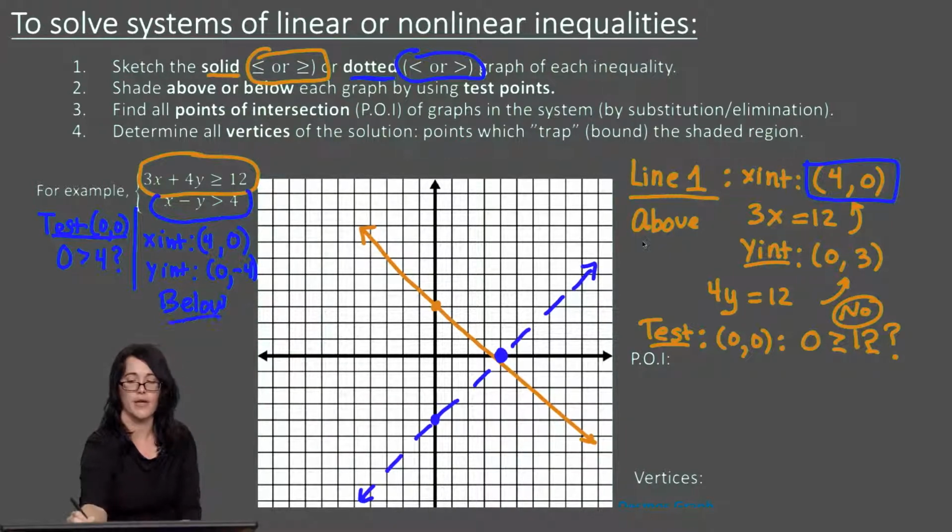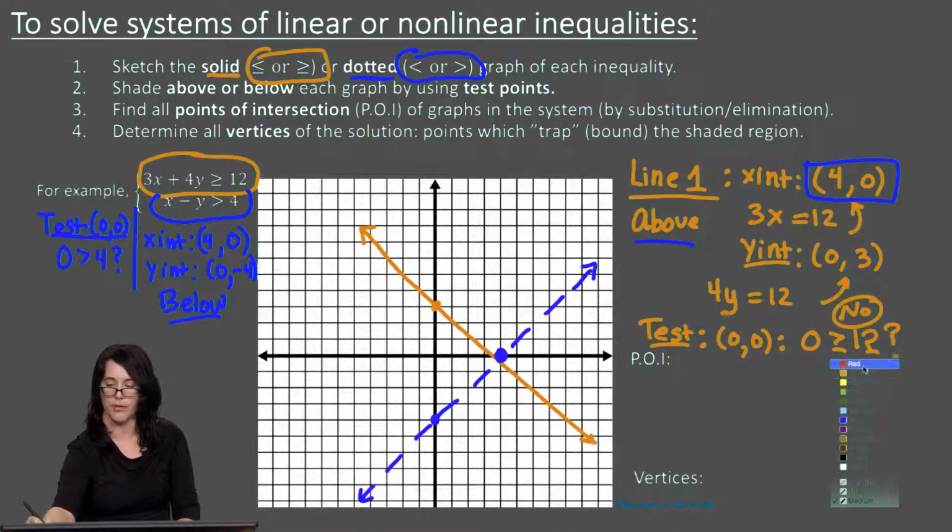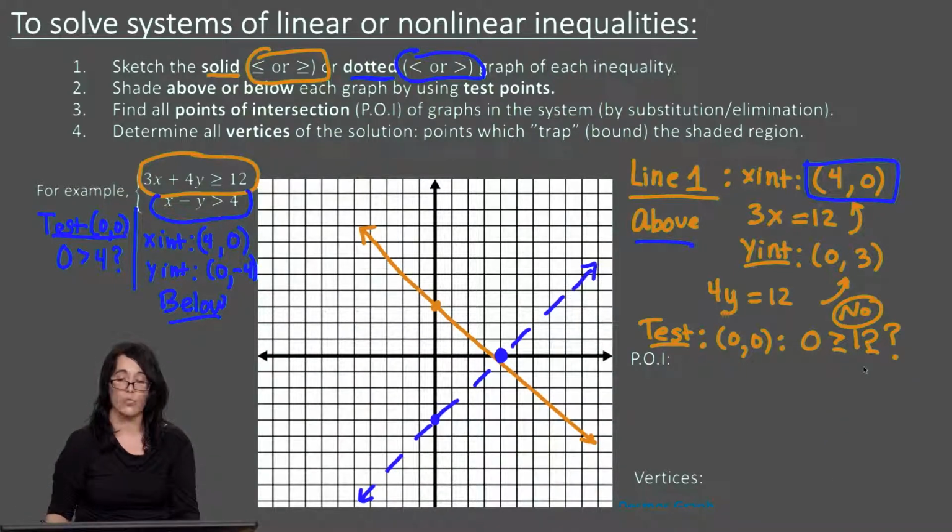So if we are to shade above line 1 and below line 2, let me get another color here to show you where our solution region would be. Above line 1 and below line 2. So above line 1 and below line 2, wouldn't that be in this space over here? So that would be what we call our solution region that satisfies both constraints at the same time.